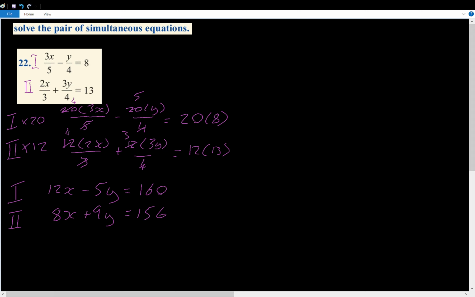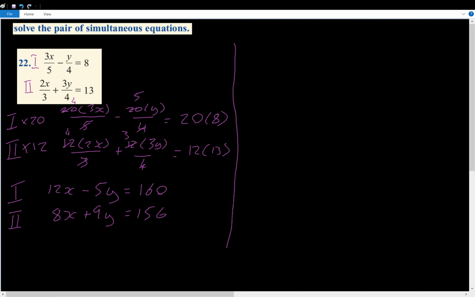So now we have our simultaneous equations, but we can't quite solve them yet, because in order to solve them, we want the same number but different signs in front of either both of our x's or both of our y's. And we can't quite get there yet because we don't have matching numbers just yet. So in order to get this done, we're going to have to multiply them by something else again.